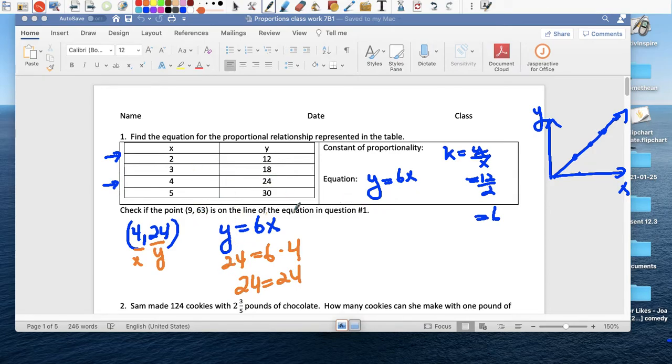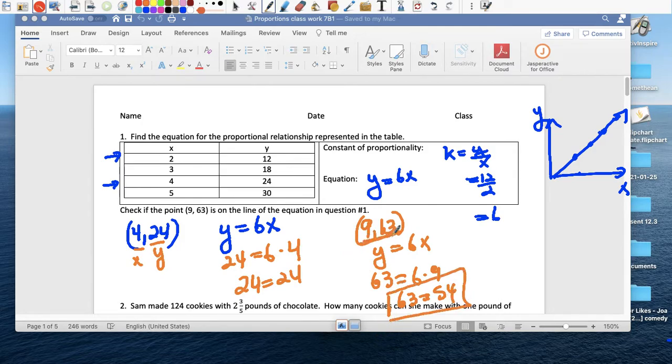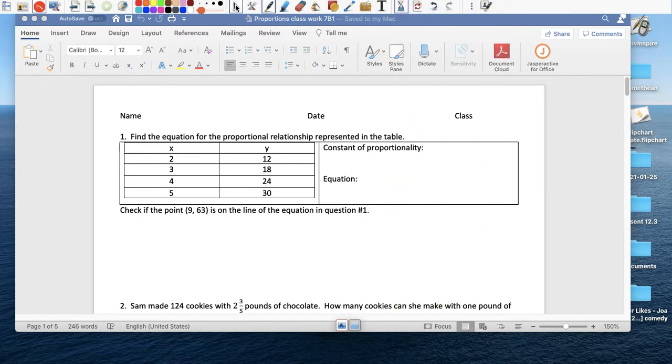Now, for the point 9 and 63, if this point is on the line, we're going to get that one side is equal to the other side. But if not, they're not going to be equal to each other. So let's use the equation of the line, which is y equals 6x. Substitute, we get 63 equals 6 times 9, and 6 times 9 is 54. So you can tell that this point does not satisfy the equation, therefore the equation is not true, and therefore the point 9 and 63 is not on the line. Okay, simple.